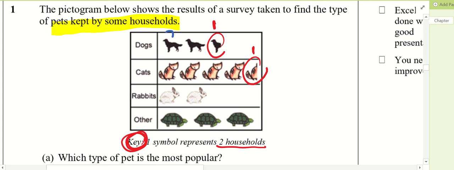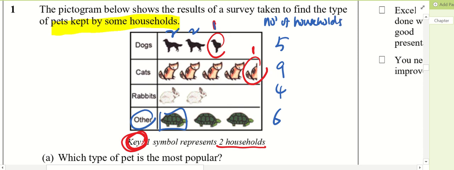So it's 2 plus 2 plus 1, that gives me 5. Cats is 2, 4, 6, 8, 9. Rabbits, 4. Others, of course, is represented by a tortoise. Doesn't mean it's a tortoise. 6 of them. So this column represents the number of households.